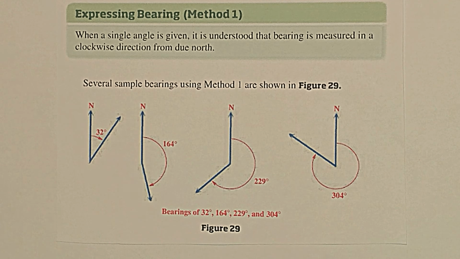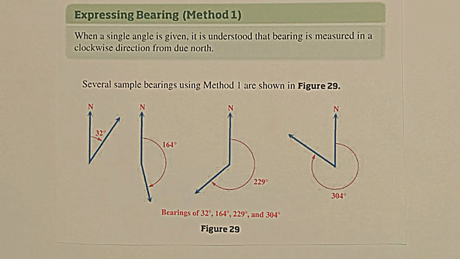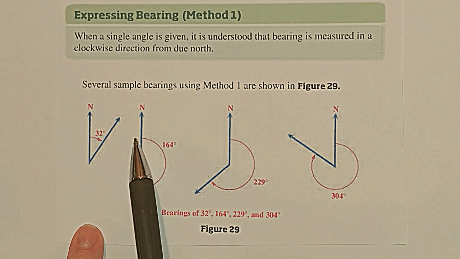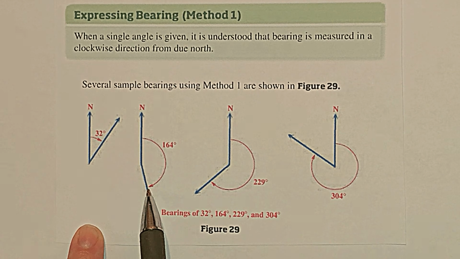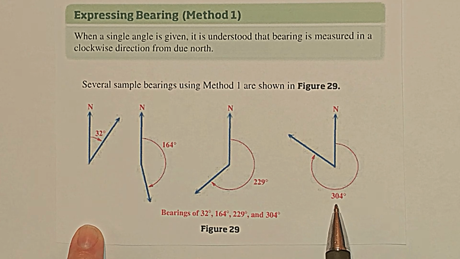The first, this is method one that I'm showing you right now. When they give you a single angle, it's understood that the bearing is measured in a clockwise direction from due north. So for instance, if they said at a bearing of 32 degrees, we would know that it started at the north and that it was 32 degrees from the north. Or if they said at a bearing of 164, we would know it started at the north and we would go 164 degrees in a clockwise direction, and so on for 229 or for 304. That's what it will look like for method one.